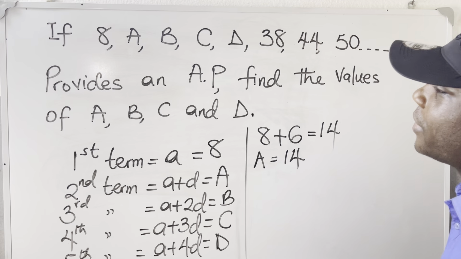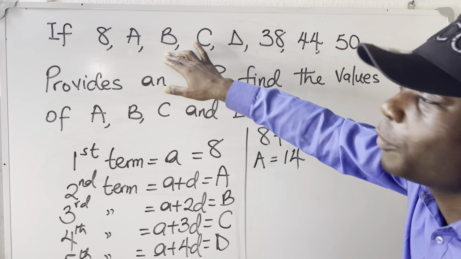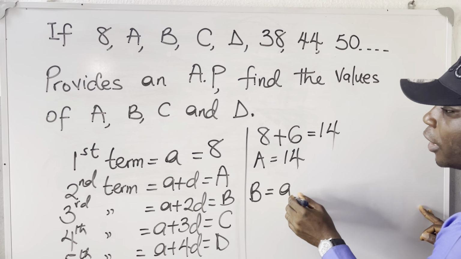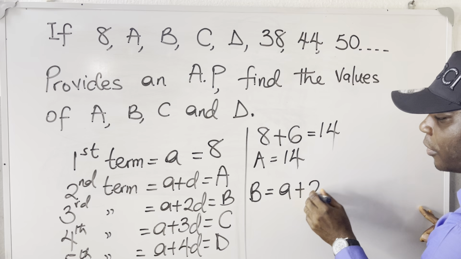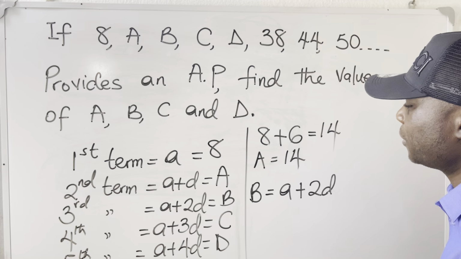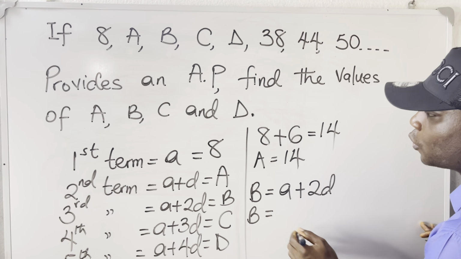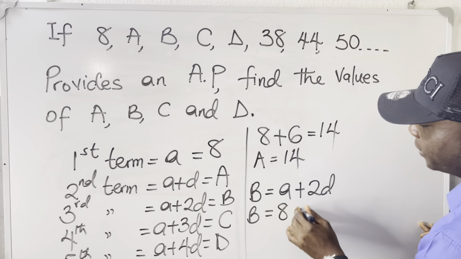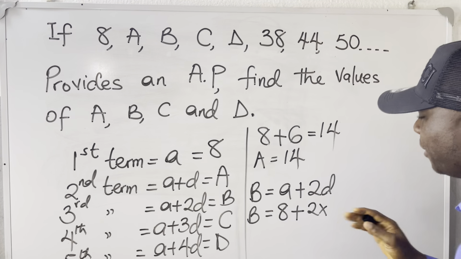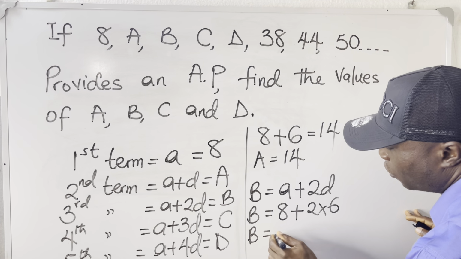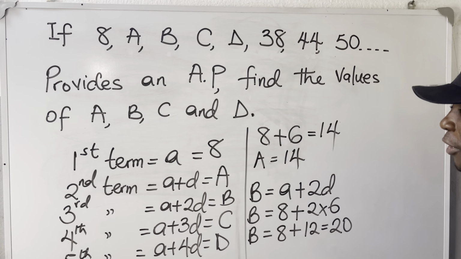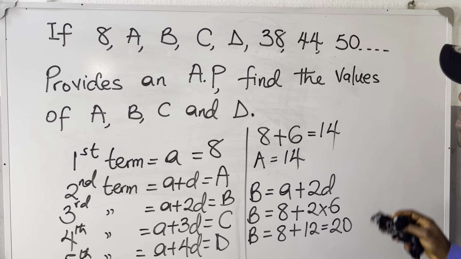Now for the third term, which is letter B, we say B is equal to a plus 2d. That's the formula for the third term, and letter B stands for the third term. So B is equal to, a is 8, so 8 plus 2 times our common difference. The common difference is 6. So we have B is equal to 8 plus 12, and 8 plus 12 is 20. So B is 20.